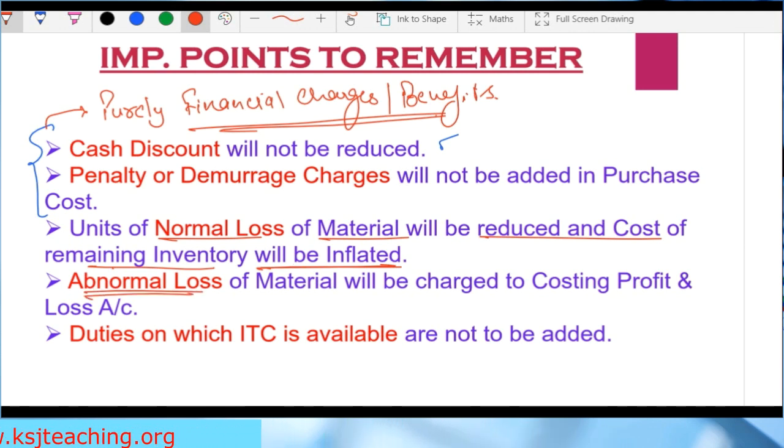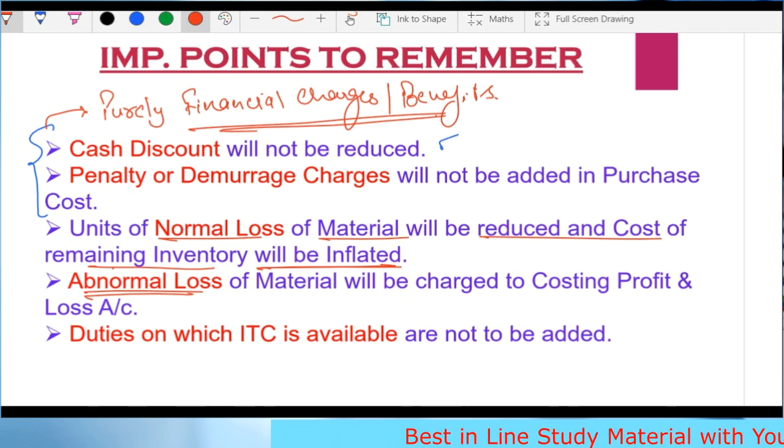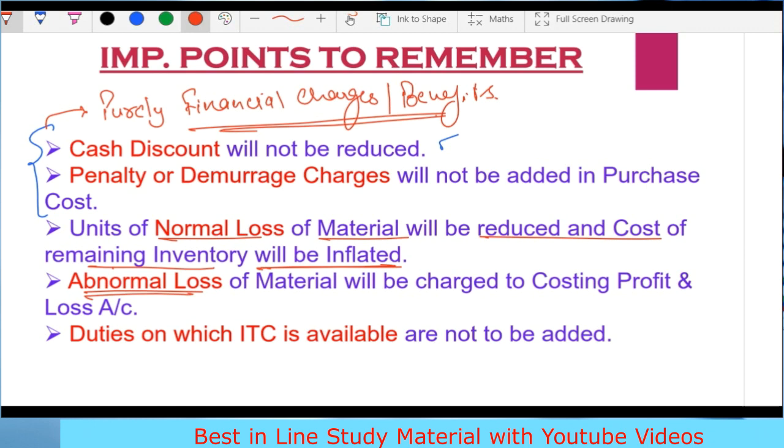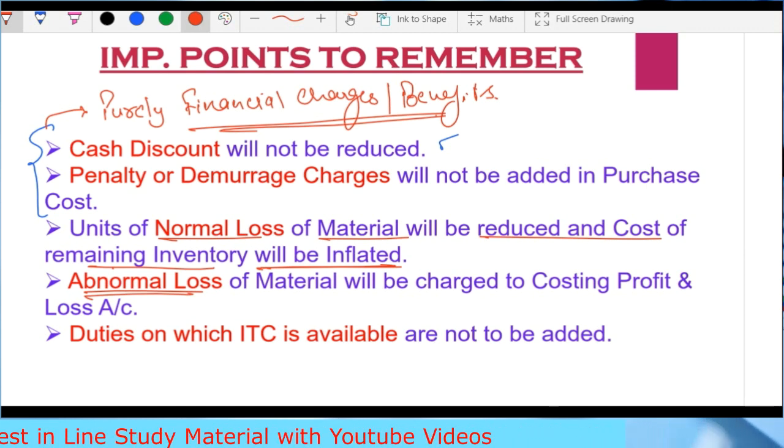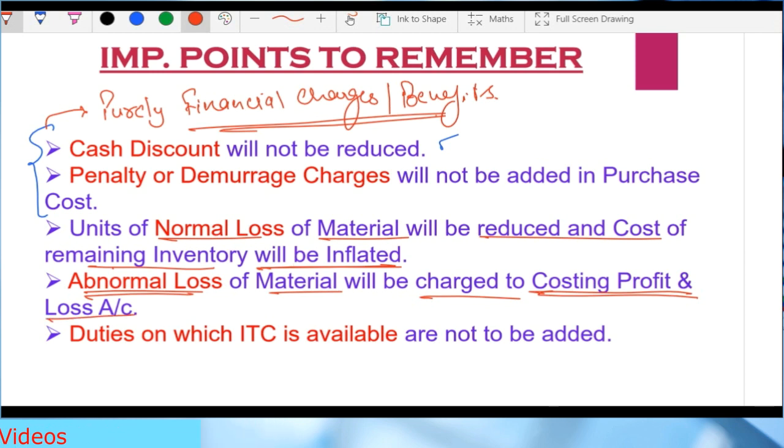Abnormal loss is due to some uncertain event, due to some flood, due to some accident, due to something else. That is abnormal. That is not for the normal reasons. That is for some uncertain event that was not expected. So abnormal loss of material will be charged to costing profit and loss account. Duties on which ITC is available are not to be added.